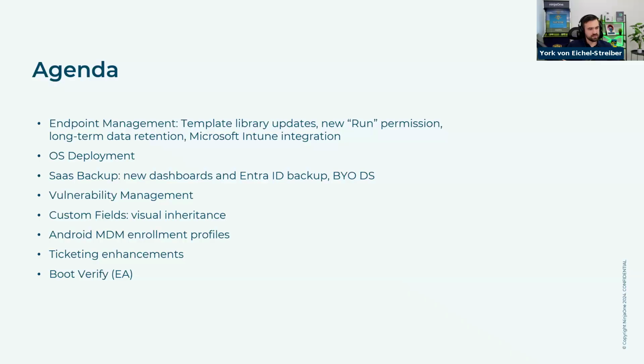What else? SaaS backup. So Entra ID backup, and most importantly, bring your own Dropsuite. This is interesting if you're maybe not yet a Ninja partner, but you already have Dropsuite, then you can bring your own license and integrate that easily and seamlessly into NinjaOne.